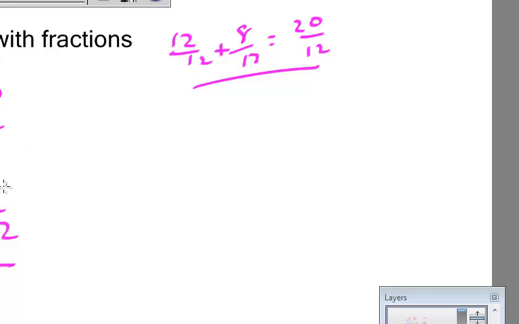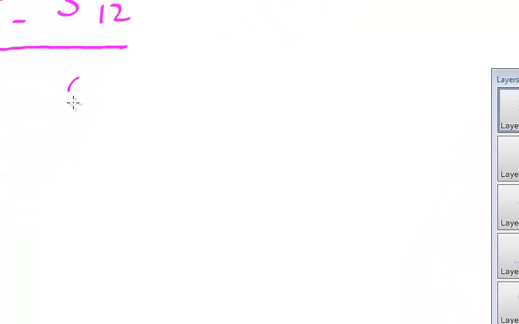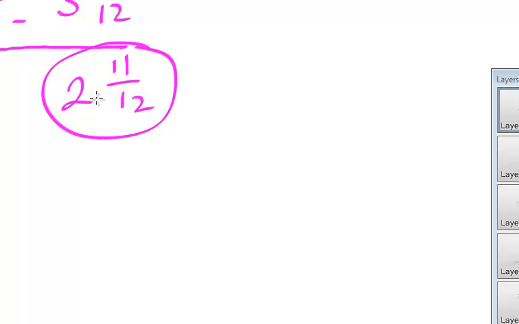Once you get it all good to go, now this number is smaller than this top number, which is what you want. 5 minus 3 is 2. 20 minus 9 would be 11 12ths, and that would be your final answer. And I know that was long, but this is where most people fall apart in fractions, borrowing. Have a good one.